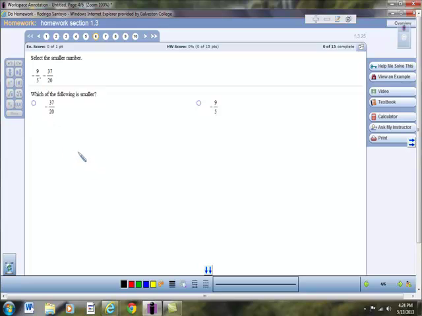This one, select which one's smaller. So once again, you can use your SD key. And you divide negative 9 over 5. That gives you negative 1.8. And you do the same thing with negative 37 over 20, and you get negative 1.85.